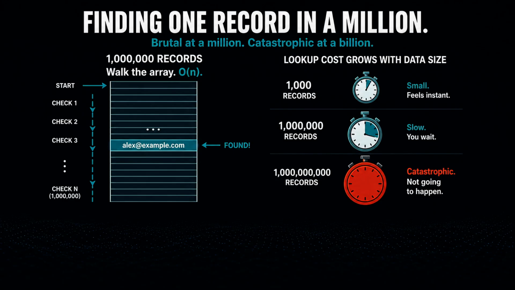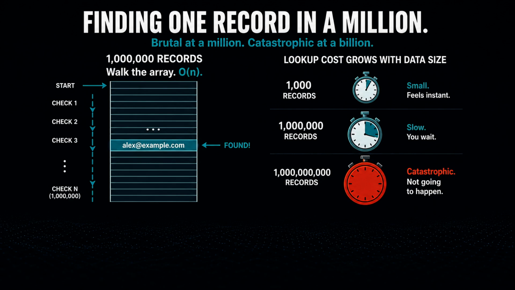Here is the question every system has to answer thousands of times per second. You have 1 million customer records. Someone hands you an email address. Find the matching record. If you stored those records in an array, the only honest strategy is to walk the whole thing until you find the match. That is O of n. Fine for 1,000 records, brutal for 1 million, catastrophic for 1 billion.